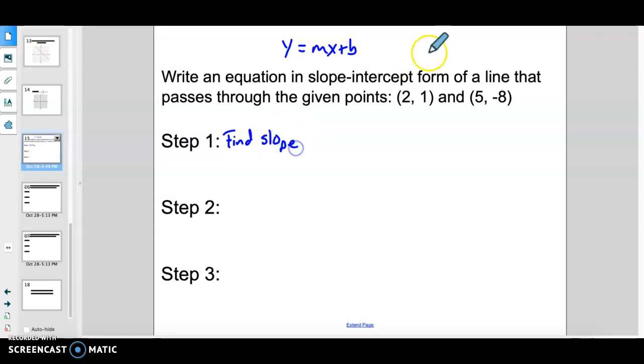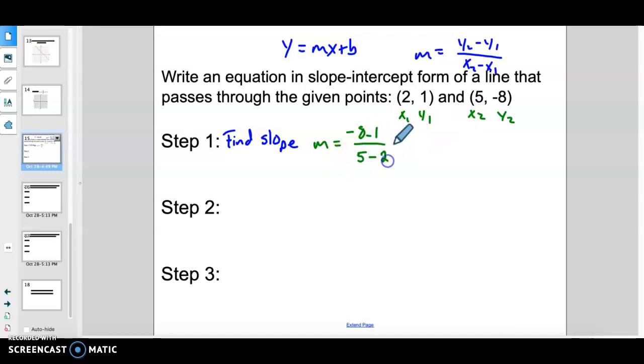So a reminder, your slope equation is (y2 - y1) over (x2 - x1). So if we want to put that into practice, here's my x1, y1, x2, y2. So for finding my slope, I'm going to have y2 minus y1, so negative 8 minus 1, over x2, so 5, minus x1, which is 2.